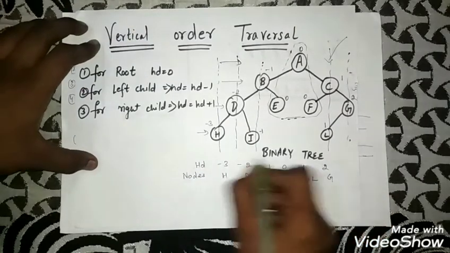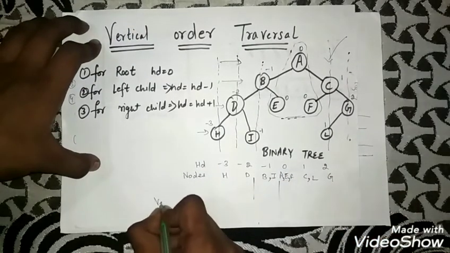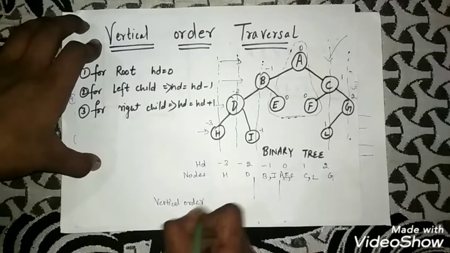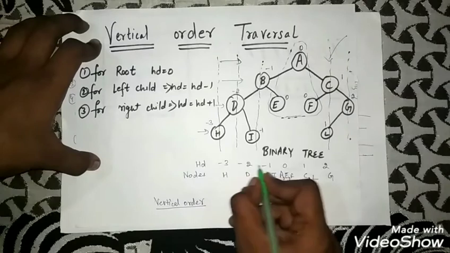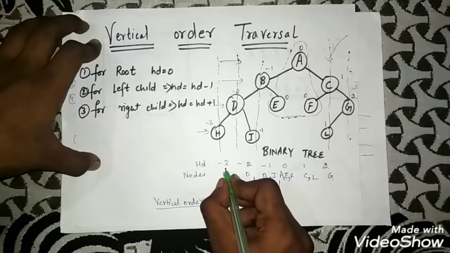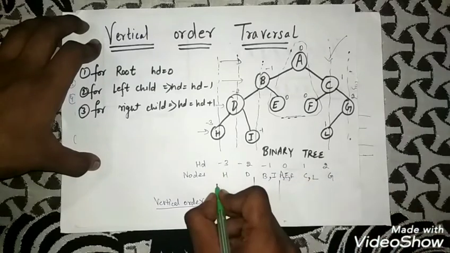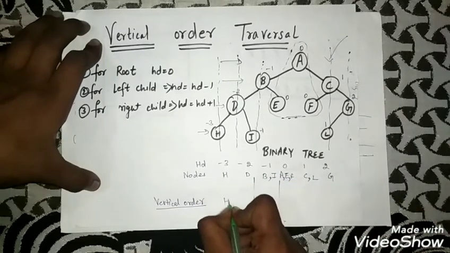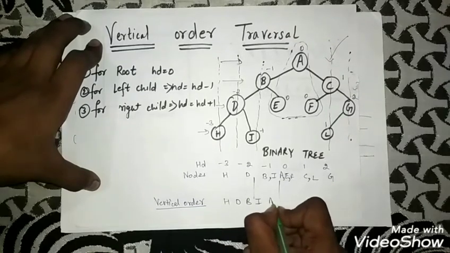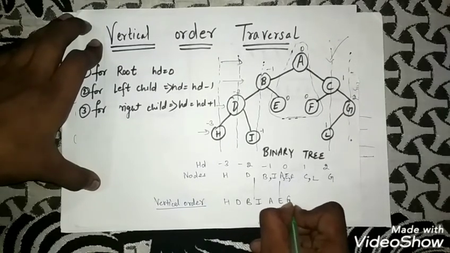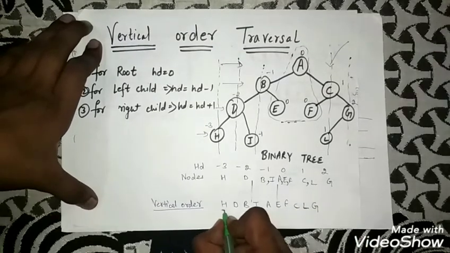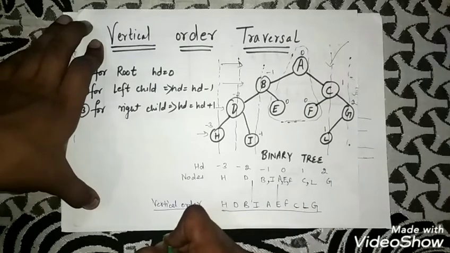Now what will be the answer of this vertical order traversal? We will print the vertical order traversal of the binary tree from left hand side to the right hand side. That is from the minimum horizontal distance to the maximum horizontal distance. So our output will be H, D, B, I, A, E, F, C, L and G. This will be the vertical order traversal of the above binary tree.